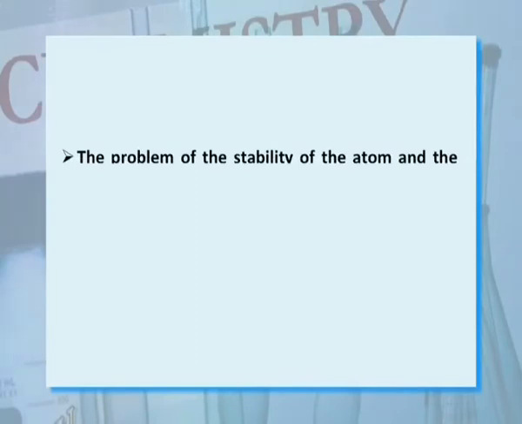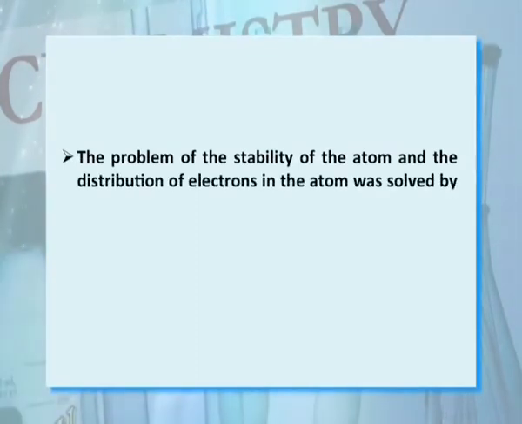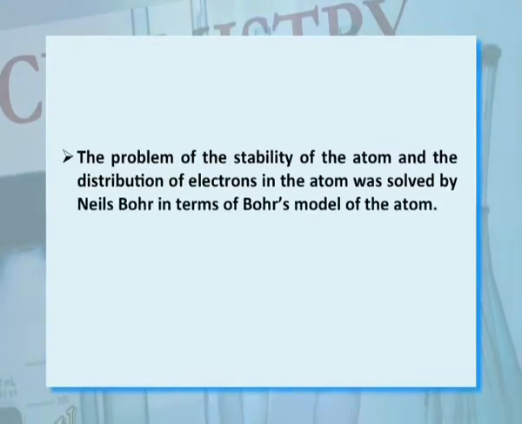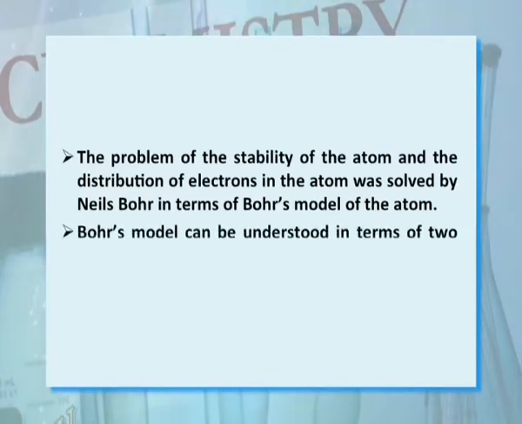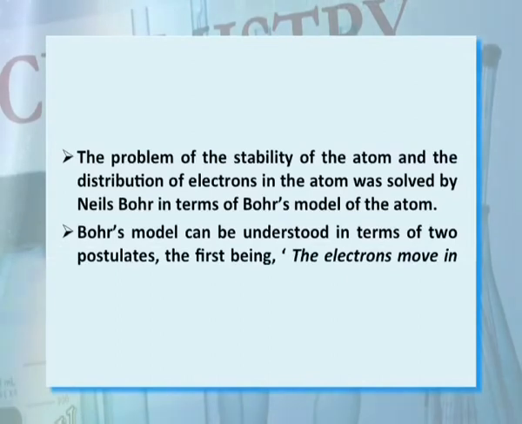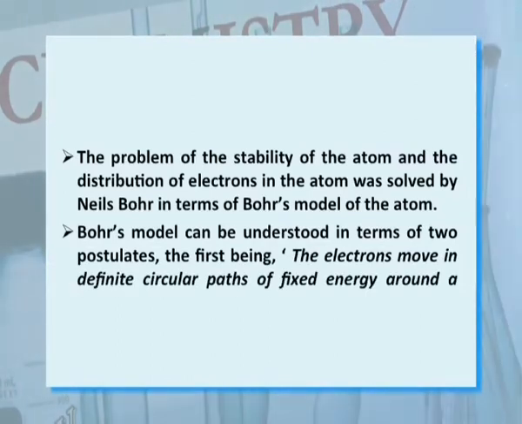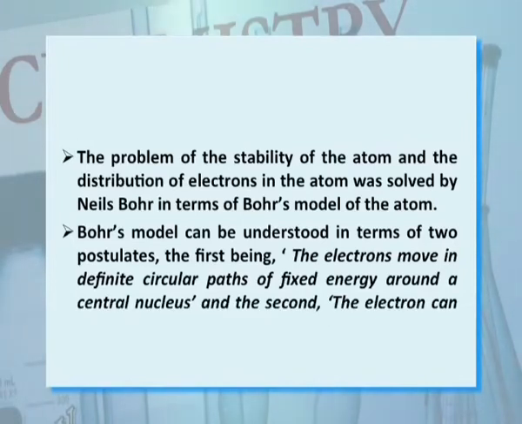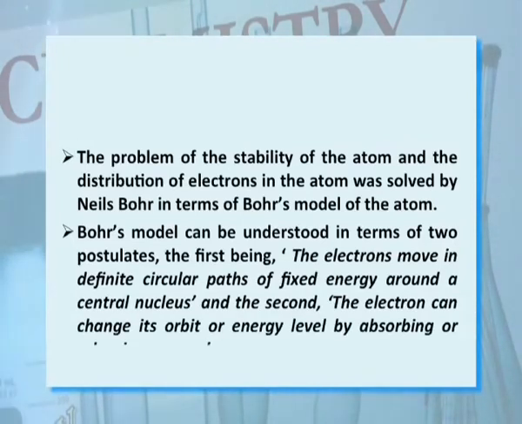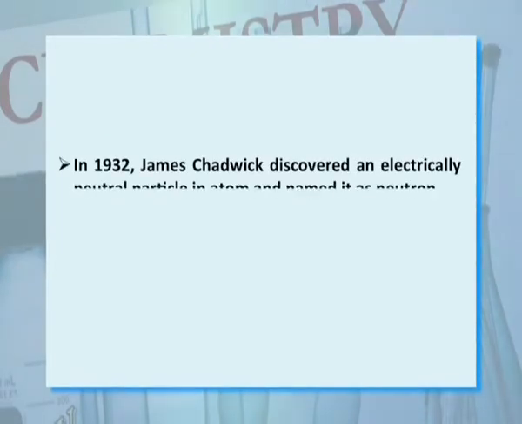The problem of the stability of the atom and the distribution of electrons in the atom was solved by Niels Bohr in terms of Bohr's atomic model. Bohr's model can be understood in terms of two postulates: the first being that an electron moves in a definite circular path of fixed energy around a central nucleus, and the second is that an electron can change its orbit or energy level by absorbing or releasing energy. In 1932, James Chadwick discovered the electrically neutral particle in the atom and named it the neutron.